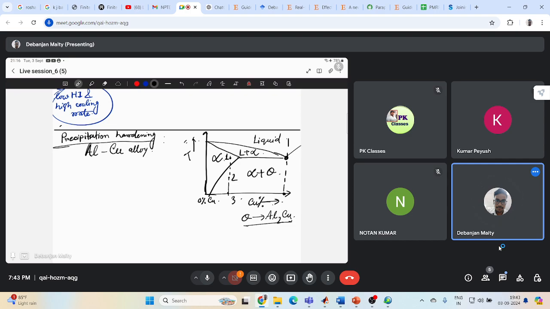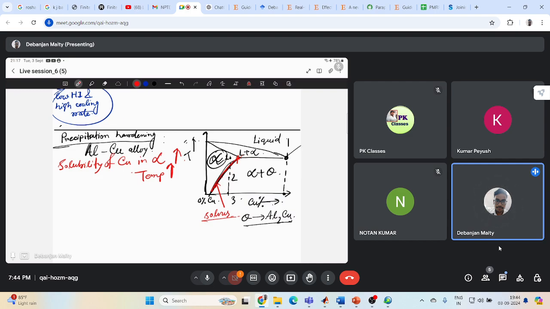Now this alpha phase. What will happen to the alpha phase? This is called the solvus line. I had talked about this in my earlier lecture class. So what we'll see is that the solubility of copper in the alpha phase will increase with an increase in temperature. See, if you increase the temperature, the solubility of copper in the alpha phase will get increased, right?